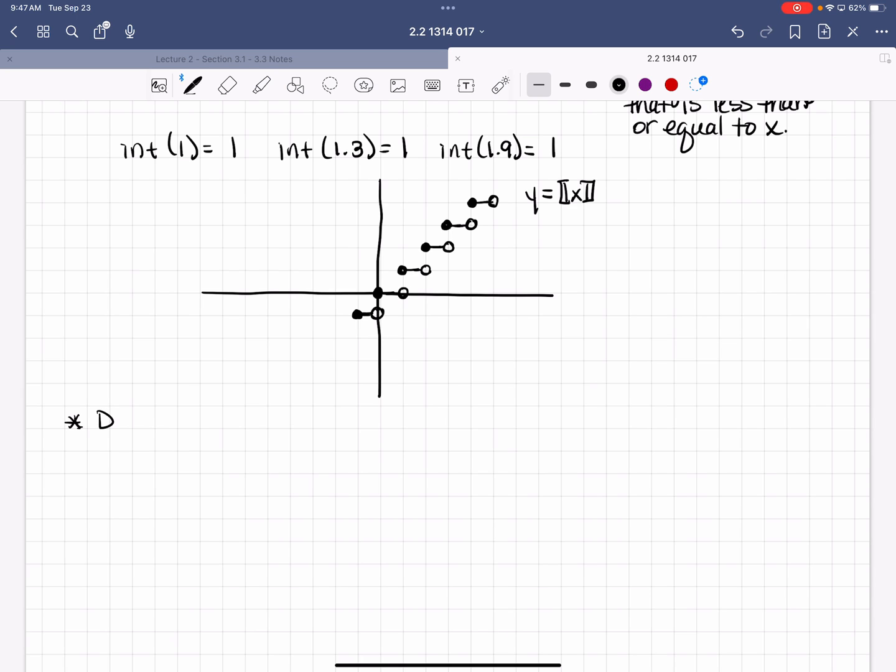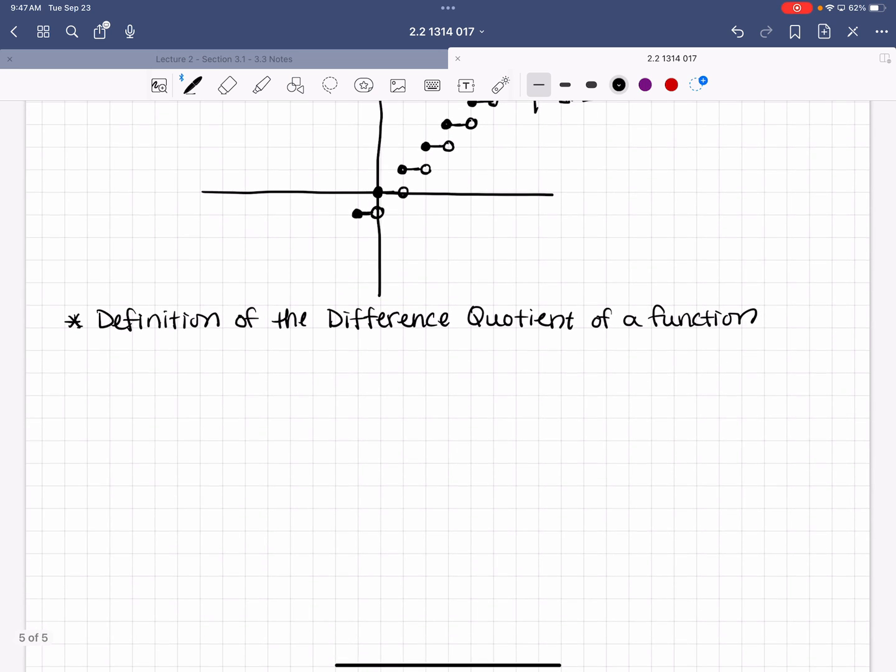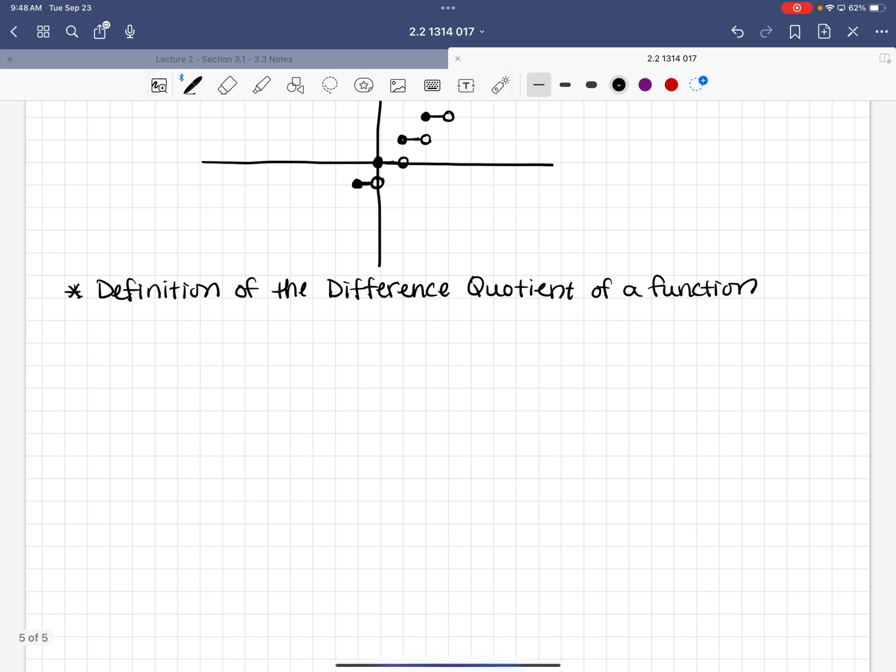It is the definition of the difference quotient of a function. If any of you took an advanced pre-cal class in high school, or you did take calculus in high school, this will be familiar. f of x plus h minus f of x all over h.